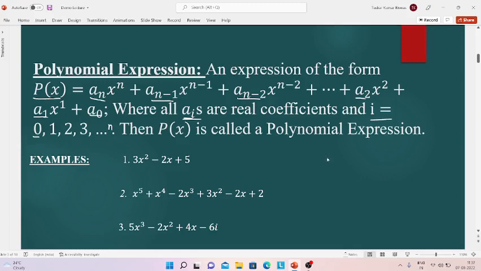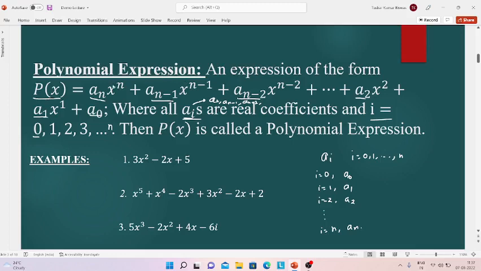So what will happen actually? Suppose a_i is there, and i goes from 0 to n. For i equals 0, we will get a_0. For i equals 1, we will get a_1. For i equals 2, we will get a_2, and up to i equals n, we will get a_n. So we will get all these a_i's, a_(n-1), a_(n-2). These are the real coefficients.